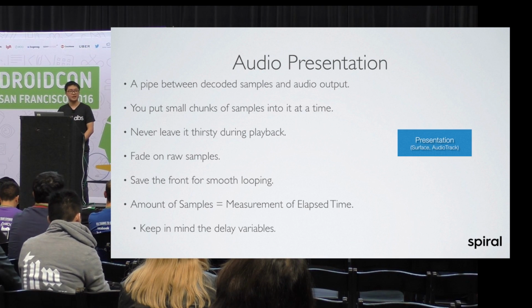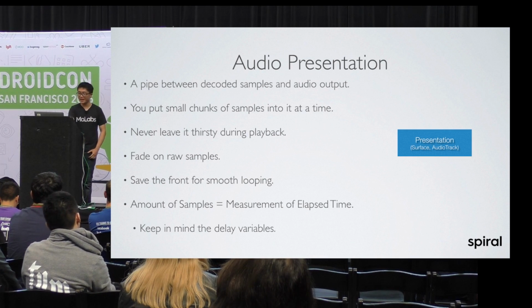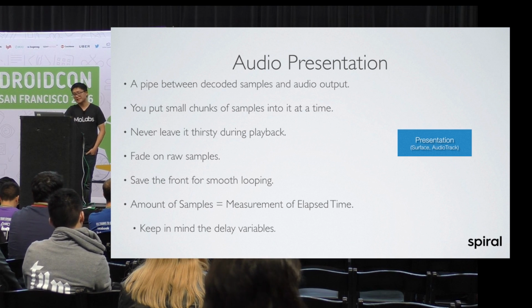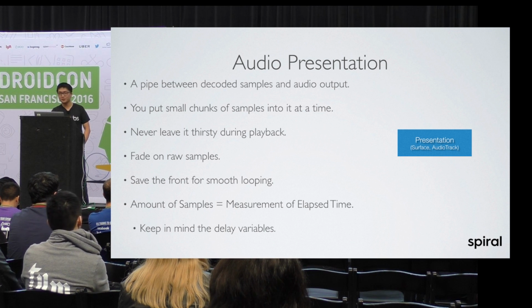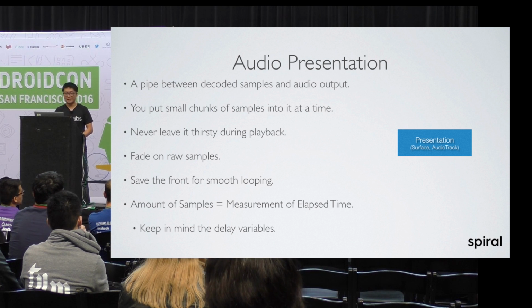And after we get the raw bytes, we are finally at the audio presentation stage. The audio is basically a pipe between decoded samples and the audio output. You put small chunks of samples into it one at a time. You never want to leave it thirsty during playback, because if you do, you will have silence in the middle, and it will appear as gaps and lags.